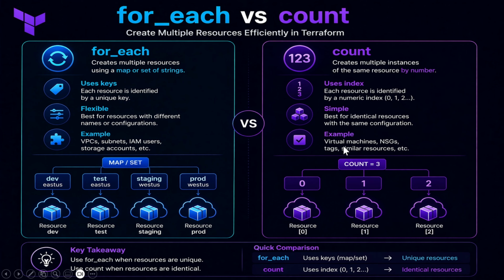Now on the other side, imagine we just need three identical resources, maybe three NICs, three public IPs, or three similar VMs. That's where count makes more sense. Terraform simply creates resource 0, resource 1, and resource 2. So the easiest way to remember this is: use for_each when resources are unique, use count when resources are almost identical. And in our demo, we'll actually use both. for_each for Key Vault secrets, and count for repeated network resources like NICs or public IPs.